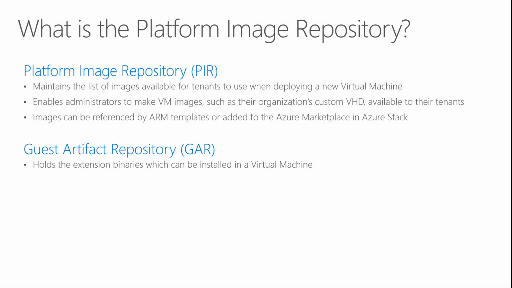We've talked about the platform image repository, but just a little more details. So it maintains the list of images available for your tenants / user subscriptions when deploying a new virtual machine. So this lives inside of Azure Stack. It's what provides the ability for administrators to make new virtual machine images, such as their custom VHDs available to tenants. And then the images can be referenced by ARM templates or added to the Azure Marketplace and Azure Stack. So we'll show both of those in a minute. The guest artifact repository holds the extension binaries which can be installed in a virtual machine.